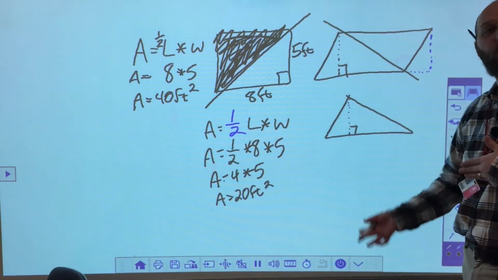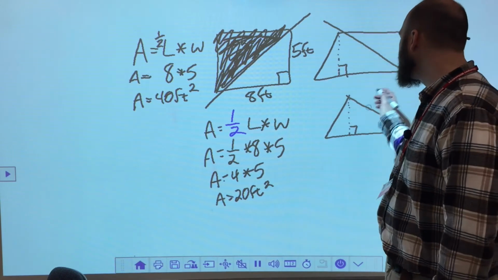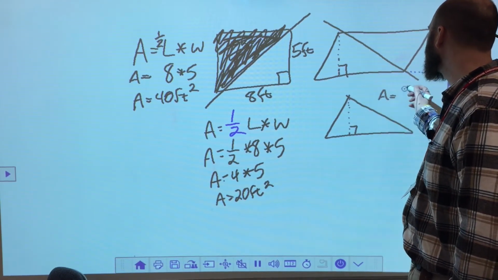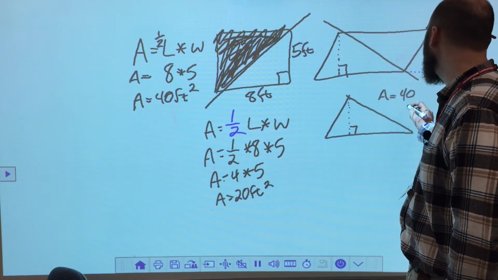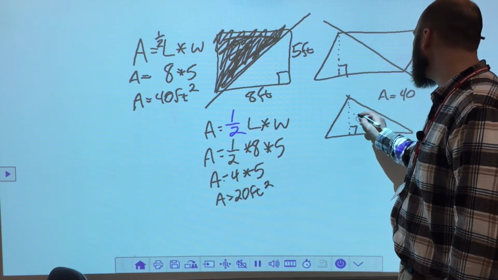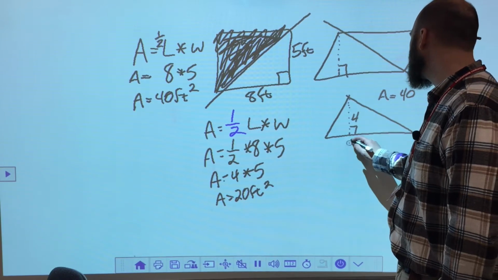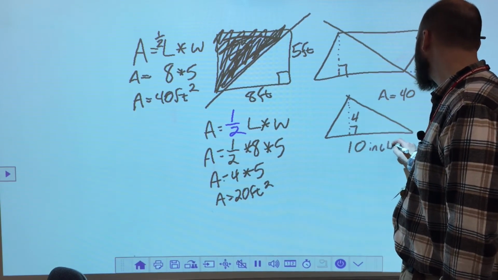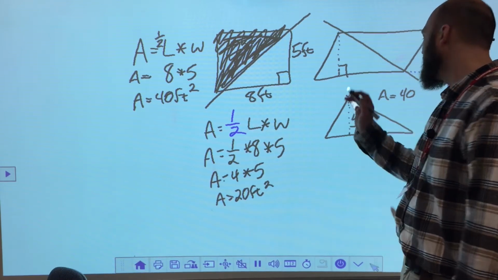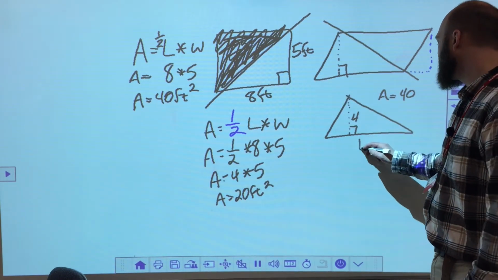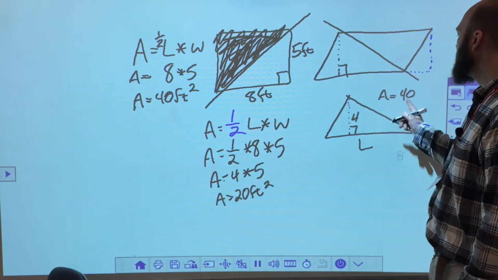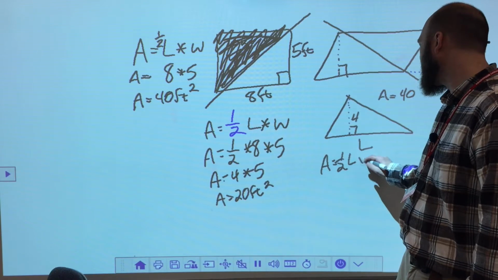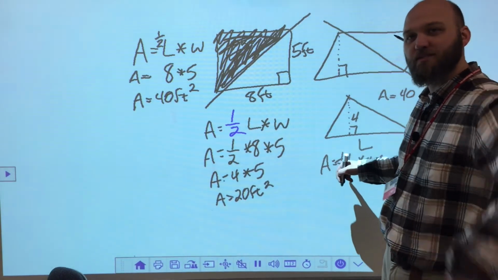Start with the formula, and then plug in what you know. Well, if I know that the area equals 40, and I know that my height is 4 inches and my base is 10 inches. Oops, sorry. Got to do this the right way. And let's go with the length down here, right? Area equals 40. So area equals 1/2 length times width. Start with the formula.